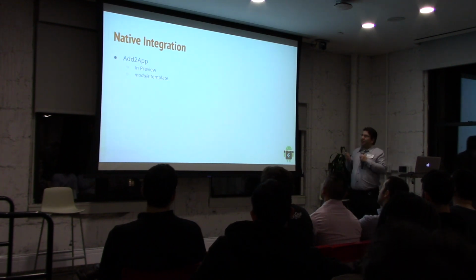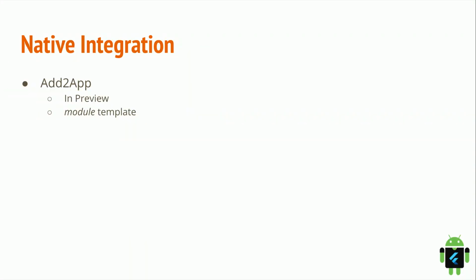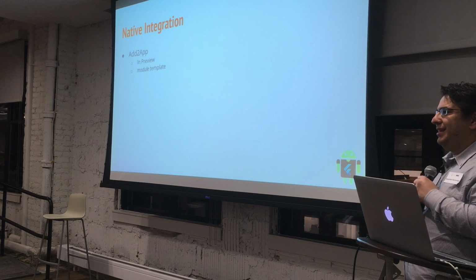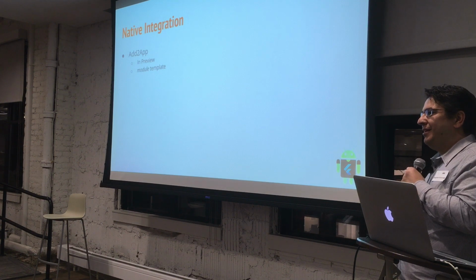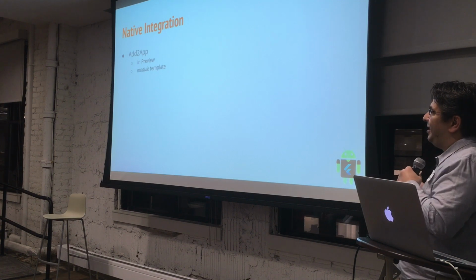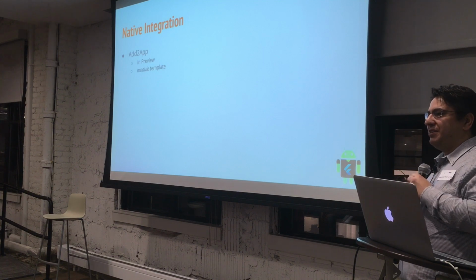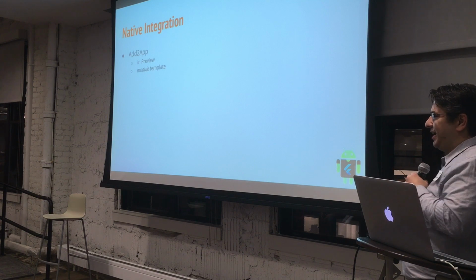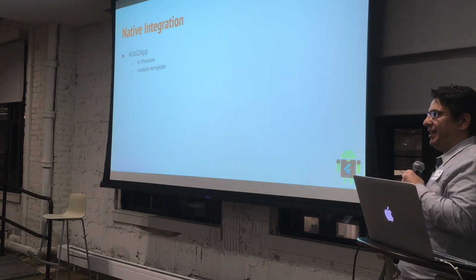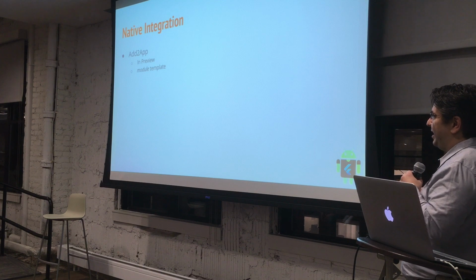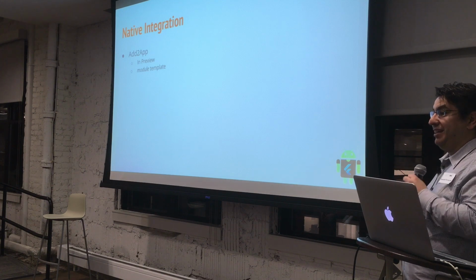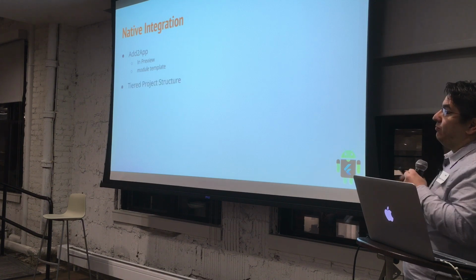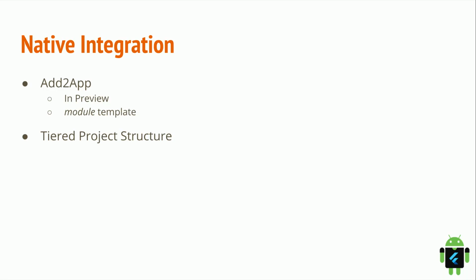So for our native integration, we followed the add to app method. It's in preview. This is that module template I talked about earlier. They don't talk about it in the Flutter executable. This is basically a simple project. It's a wrapper around the old method that they told you to do by hand. That creates a project with hidden .android and .ios folders that are designed to make it easier to integrate.